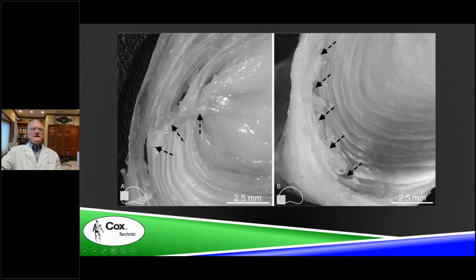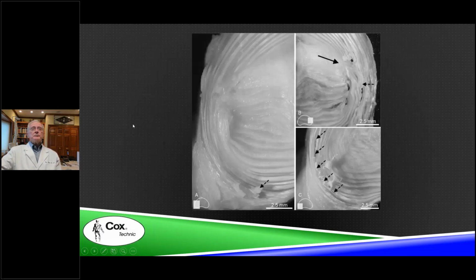And then what forms? Then we have a radial tear, which allows the escape of the nuclear material through this tear, which if it is contained is called an extruded disc. If it comes to lie within the canal, it is called a sequestered or a free fragment of disc. And as it tears through here, it may cause very little back pain, if any, but pure chemical inflammatory sciatic radiculopathy.